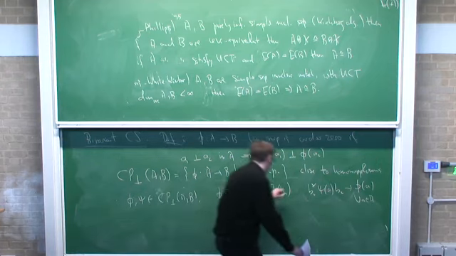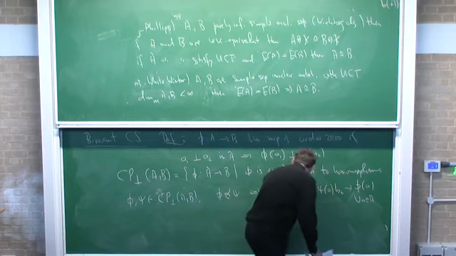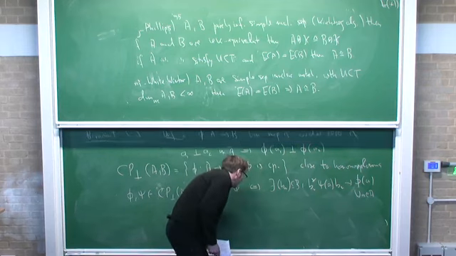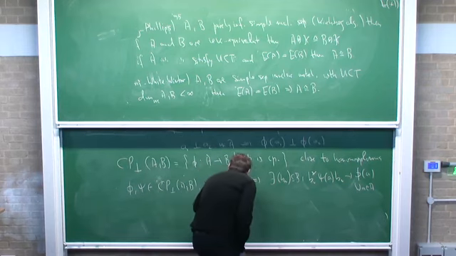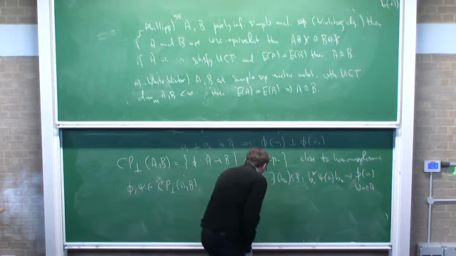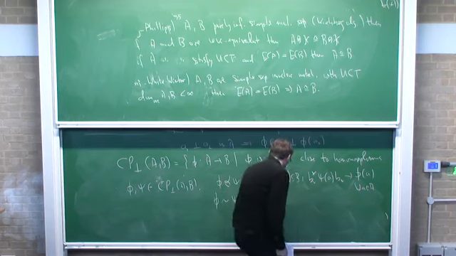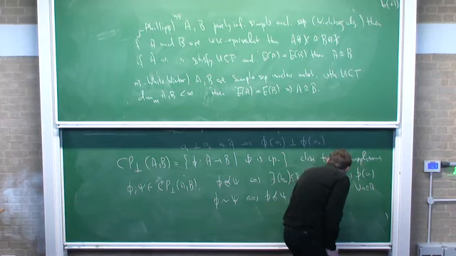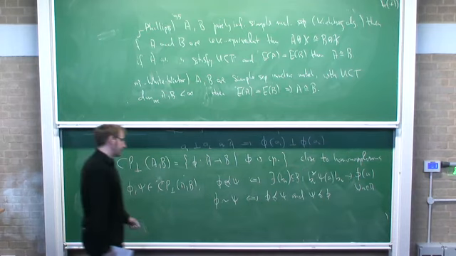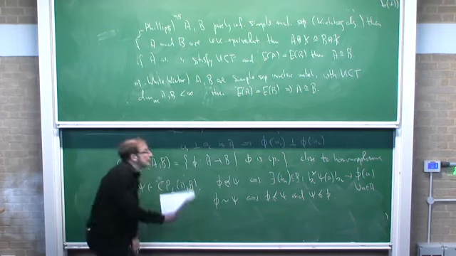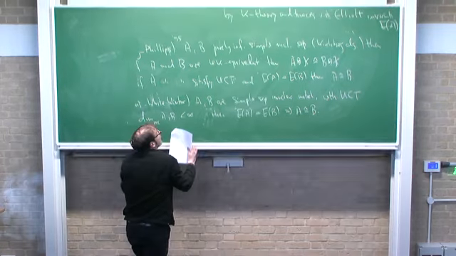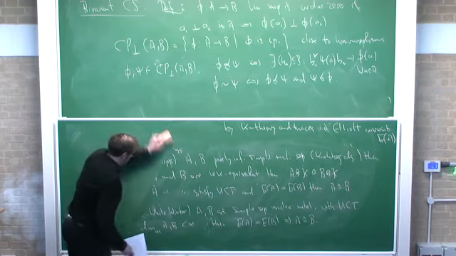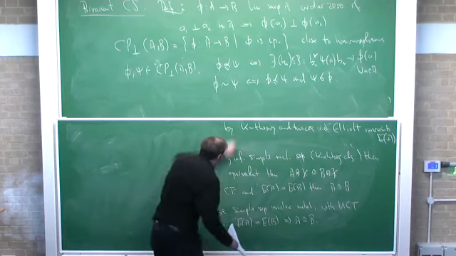And then you also have the Cuntz equivalence. Phi is equivalent to psi if and only if phi is Cuntz below psi, and psi is Cuntz below phi, just in the same way as before. Then we find an object analogous to the Cuntz semigroup, just bivariant now.